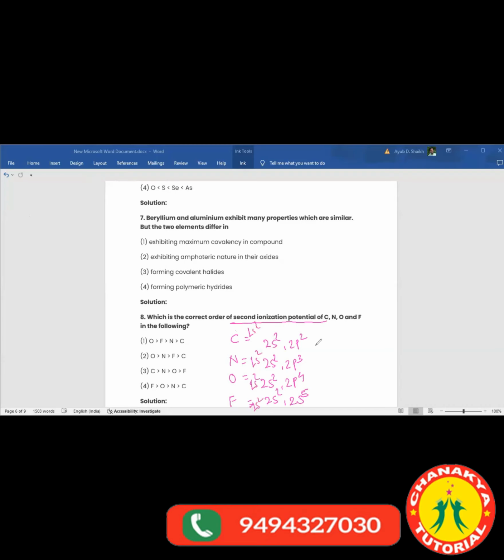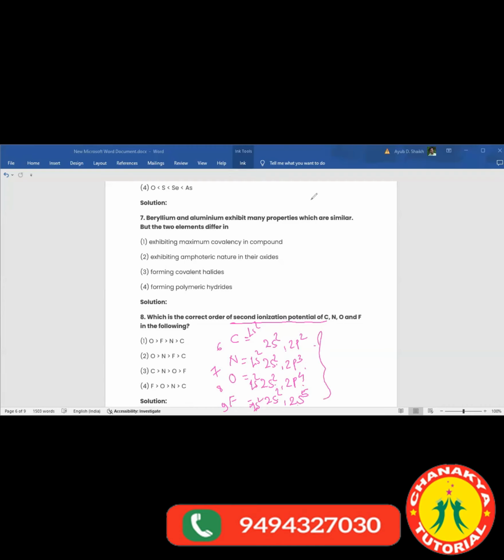See, 1s2, 2s2, 2p2, atomic number 6. Here, 1s2, 2s2, 2p3. Here, 8: 1s2, 2s2, 2p4. And here, 9: 1s2, 2s2, 2p5. So this is the electronic configuration. Correct?